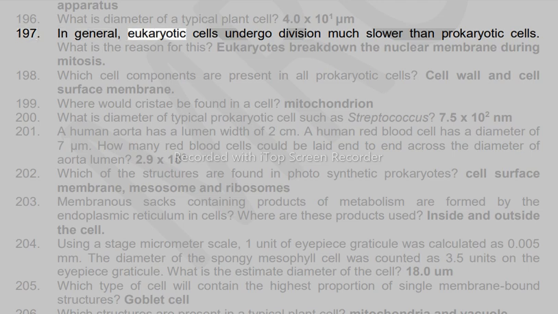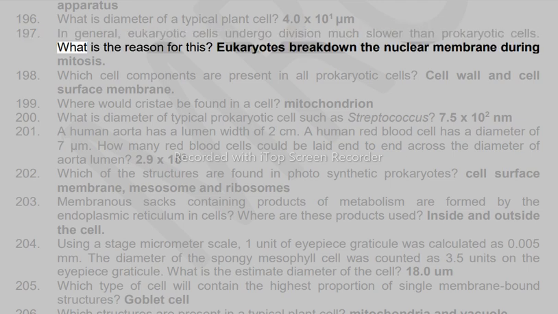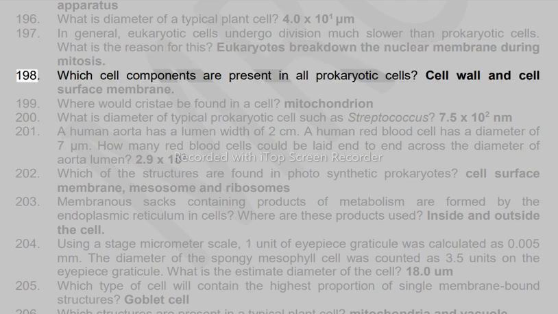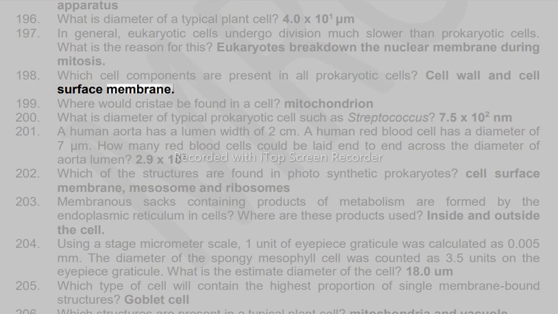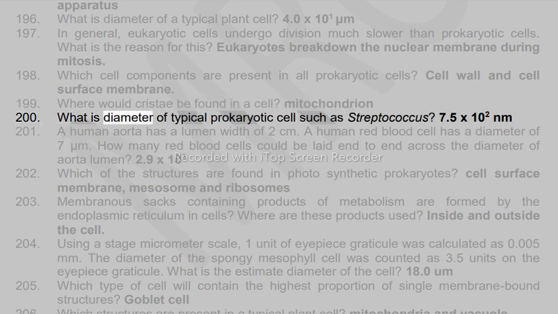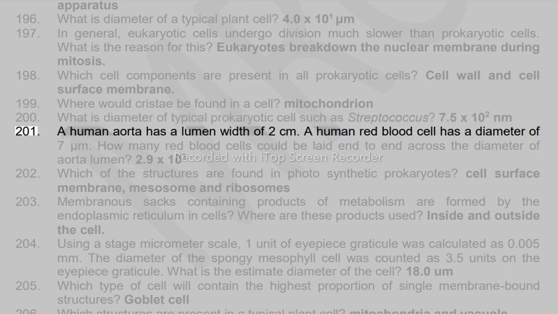197. In general, eukaryotic cells undergo division much slower than prokaryotic cells. What is the reason for this? Eukaryotes break down the nuclear membrane during mitosis. 198. Which cell components are present in all prokaryotic cells? Cell wall and cell surface membrane. 199. Where would cristae be found in a cell? Mitochondrion. 200. What is the diameter of typical prokaryotic cells such as Streptococcus? 7.5 by 10^2 nanometers.